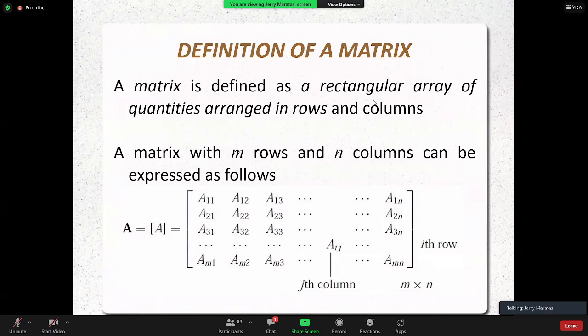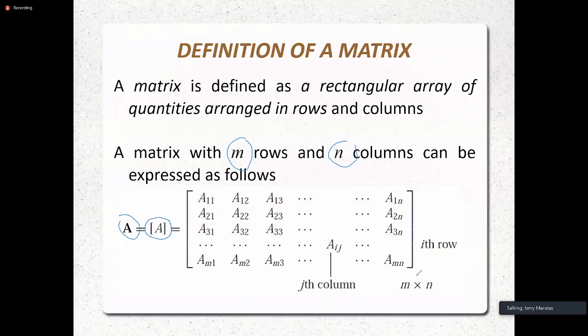Okay, so let's go back to our discussions. Again, when we say a matrix, this is defined as a rectangular array of quantities arranged in rows and columns. So a matrix with m rows and n columns can be expressed as follows. So this is our matrix A, where we have this symbol, the bracket. So this is matrix A. We have this size of the matrix, m rows and n columns.